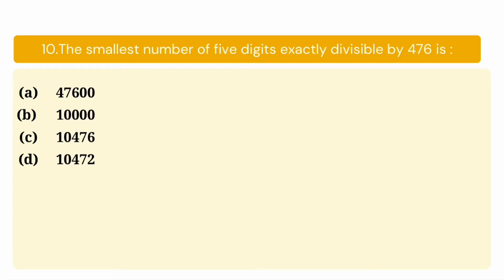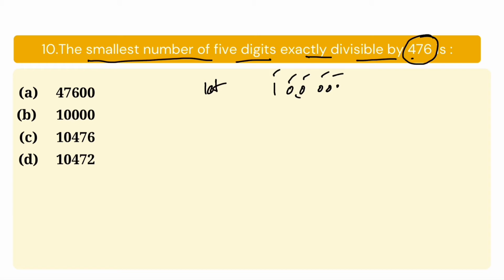The smallest number of 5 digits exactly divisible by 476. So we require the smallest number that is exactly divisible by 476. We don't know that exactly, so let us take the smallest number of 5 digits. They require 5 digits only, so it is 10,000. This is the smallest number, and it has to be divisible by 476. First we will divide it, see whatever the remainder is, and correct it. So this is 10000.